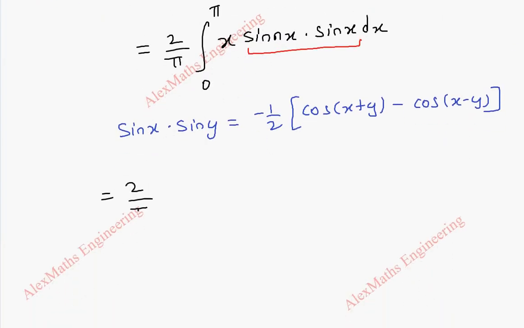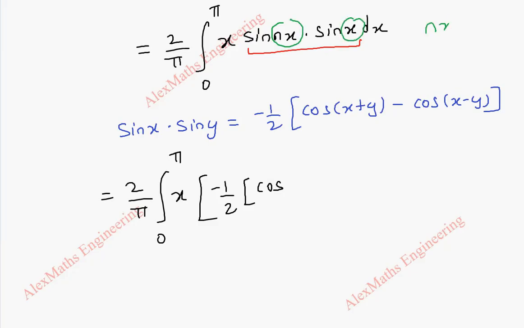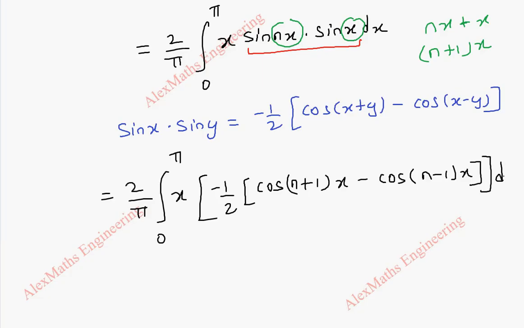2 by pi integral 0 to pi x bracket open minus 1 by 2 bracket open cos of sum of the angle. So when I add nx and x, we get nx plus x. By taking x common, it will become n plus 1 x. So the sum of the angle is n plus 1 x minus, we have to take the difference of the angle, which is n minus 1 x. After subtraction, by taking x common, we get this term. Then we have dx at the end.